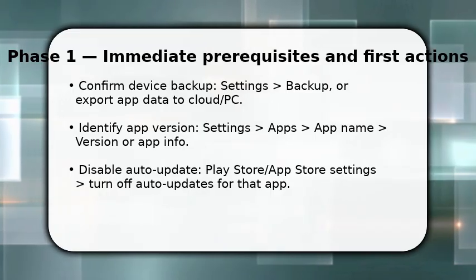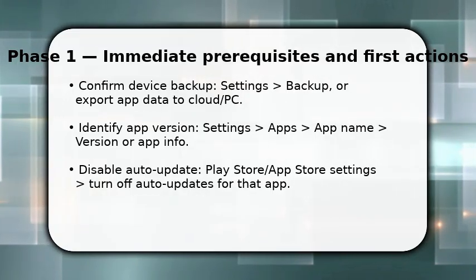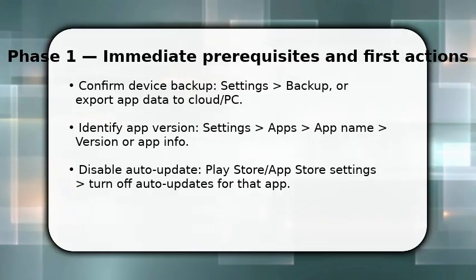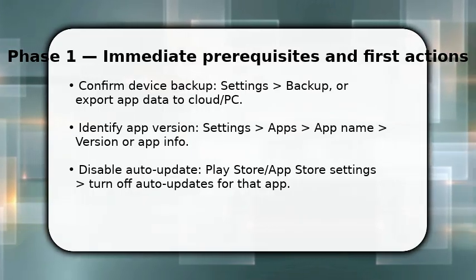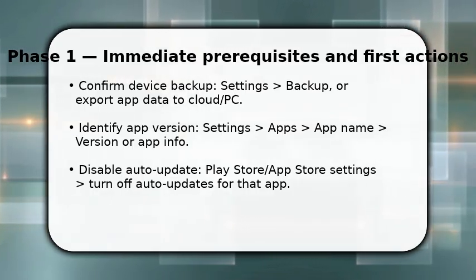Next, note whether the app is system-level or user-installed. This changes the removal method. You're now ready to proceed to uninstall updates or sideload an older APK, depending on your platform and permissions.